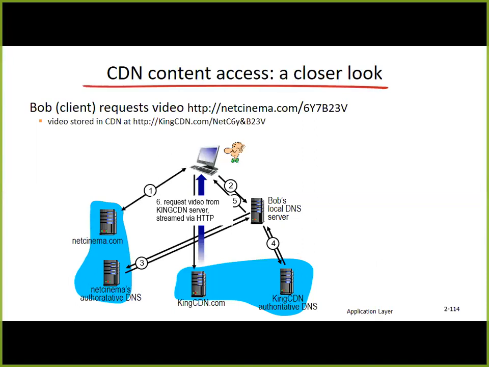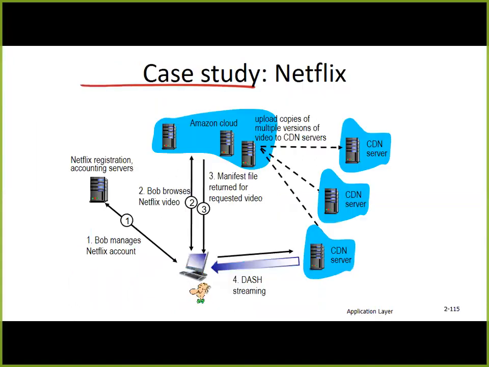Okay. So I promised you that we will look a little bit at Netflix and how they do things. So here is Netflix. Netflix has its own registration and accounting servers. So Bob has the ability to manage his account, right? You can pick which movies you like, which genres and things like that. They also monitor what you watch and what you like, and that influences your account.